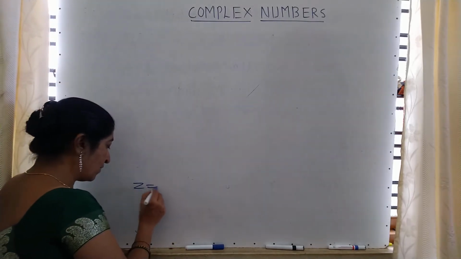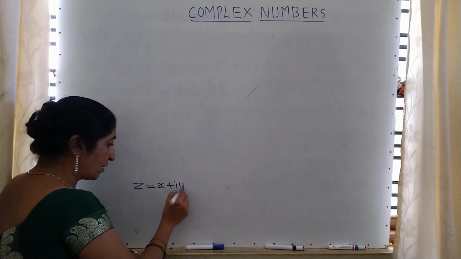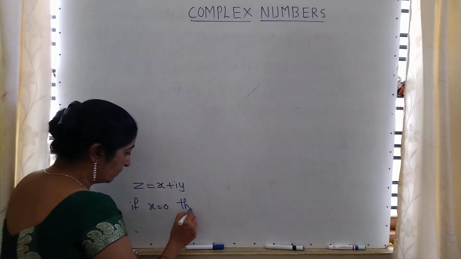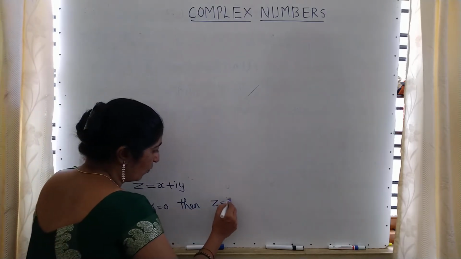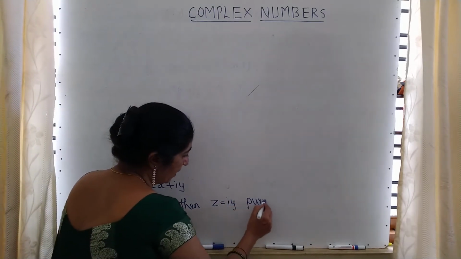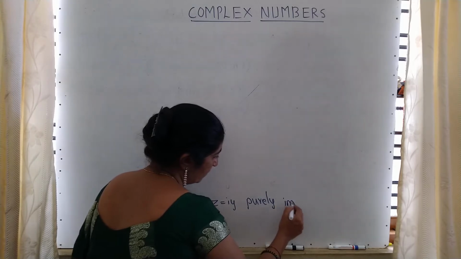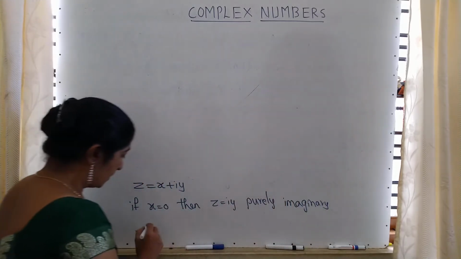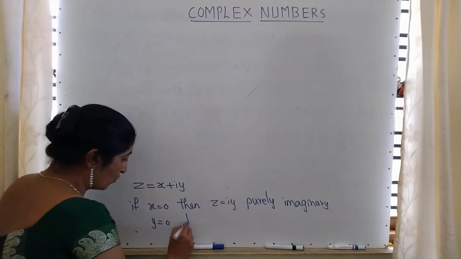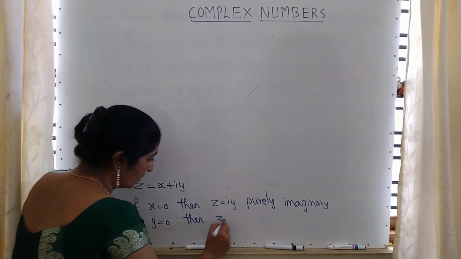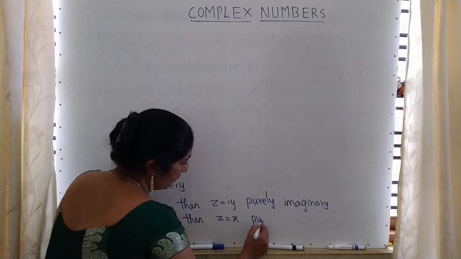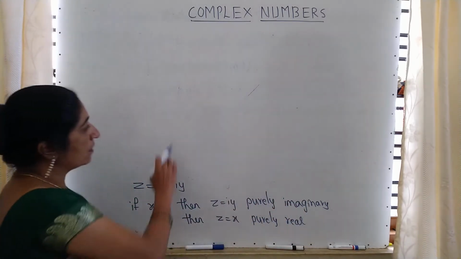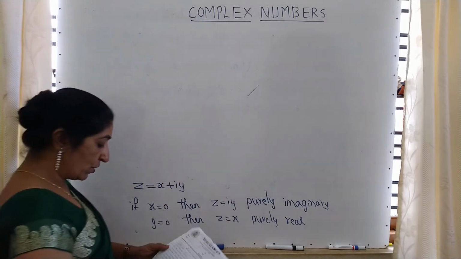See, in the complex number z is equal to x plus iy, if x is 0, then z is equal to iy, purely imaginary. Next, if y is equal to 0, then the complex number is what? x. It is purely real. So this is a main important thing you have to remember.